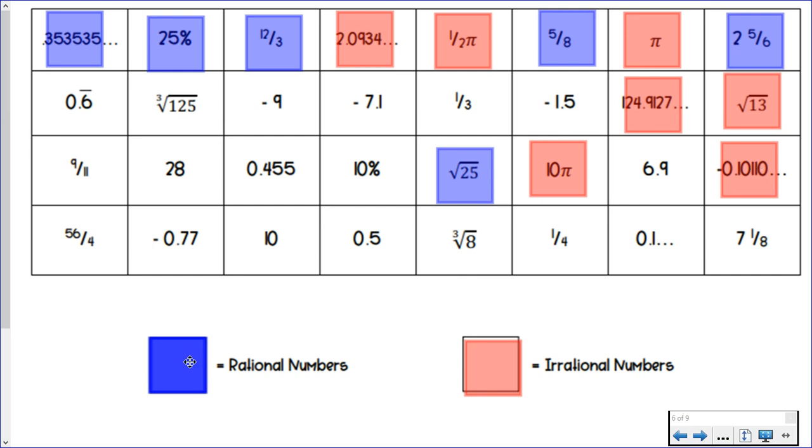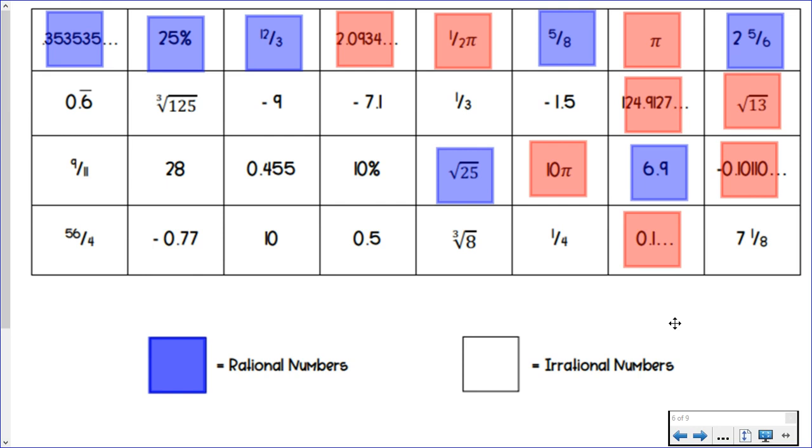6.9, of course, is rational. It's a decimal. It terminates. I could write that as a fraction. The last irrational number in this chart is 0.1, 0.1 going on and on and on. It does not repeat. There is no evidence that the next number is 1. It's just saying that it goes on and on and on, so that is irrational.